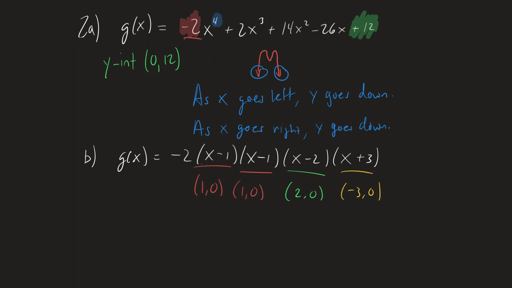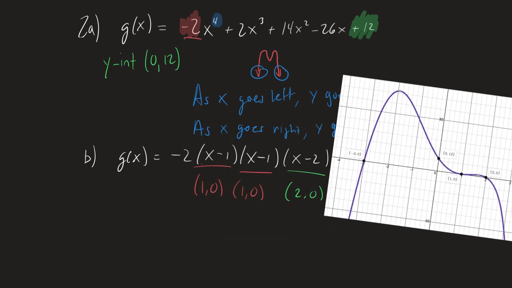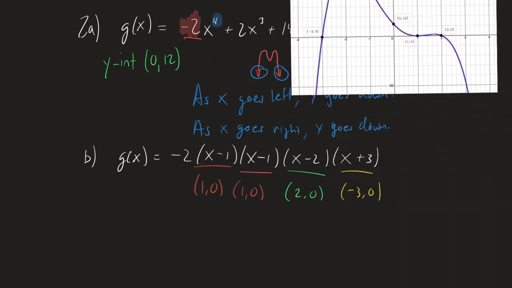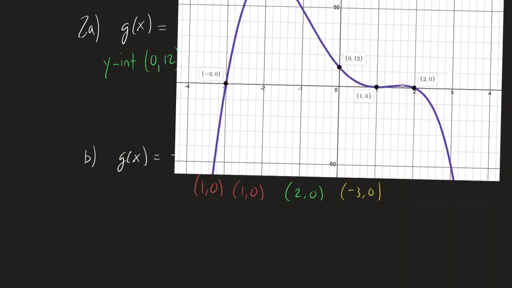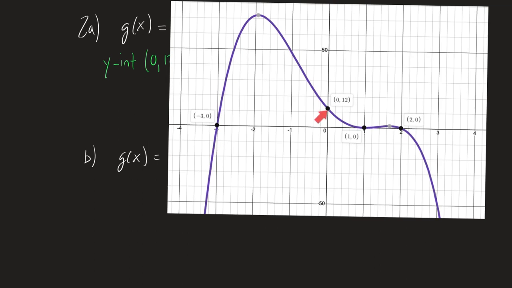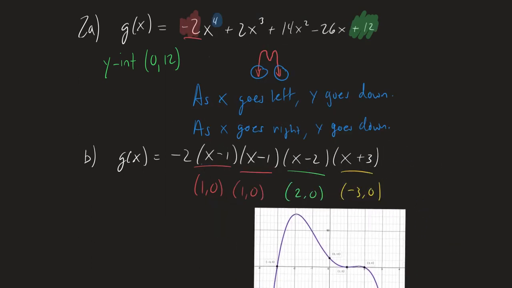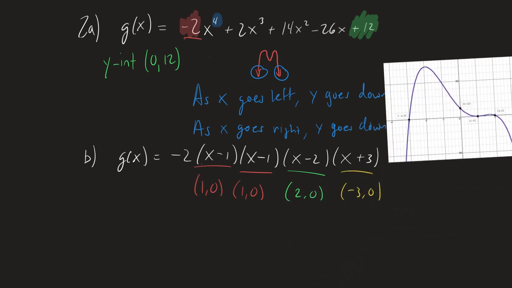So let's look at our graph and see if we were right. So see, the y-intercept is 12. The left end is going down, the right end is going down, and then there's an x-intercept at -3, an x-intercept at 1, and an x-intercept at 2, which is exactly what we said. So go us. All right, so that's end behavior.